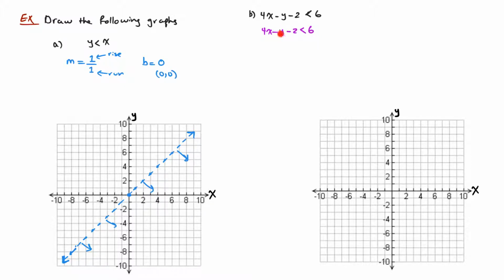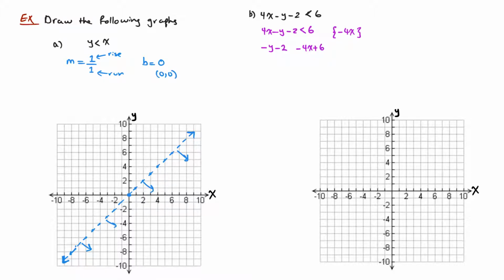I have negative y over here. I have 4x minus y. That means I have to subtract 4x from both sides to get rid of this term. And then I have to add 2 to both sides to get rid of this term, and then I will have negative y on its own, and then I will have to multiply or divide by negative 1. So let's do that now. First step over here, I am going to subtract 4x from both sides, and I will get negative y minus 2 on the left-hand side, and on the right-hand side I will get 6 minus 4x, or simply negative 4x plus 6.